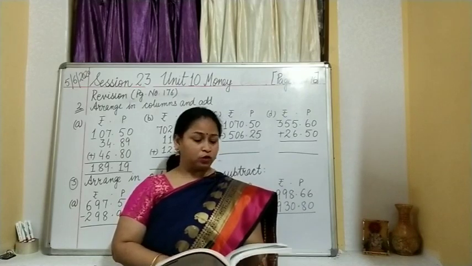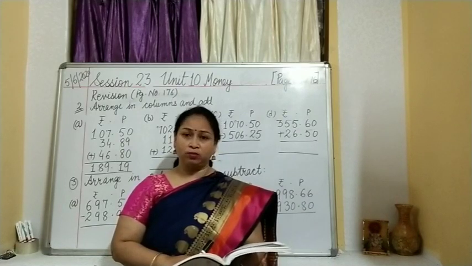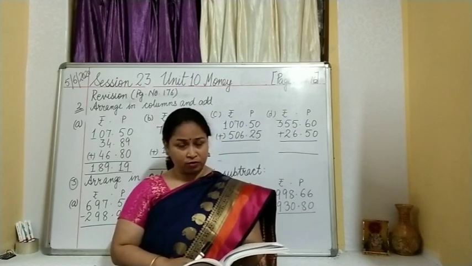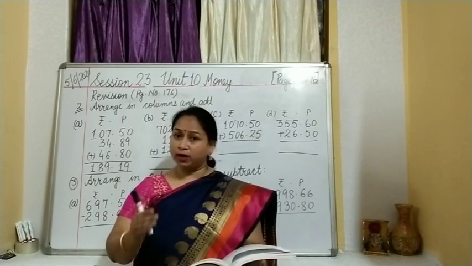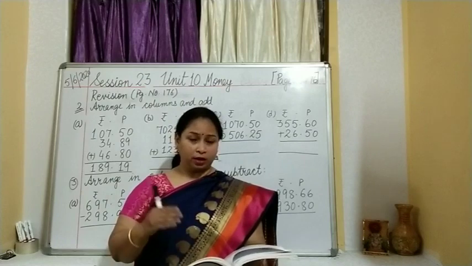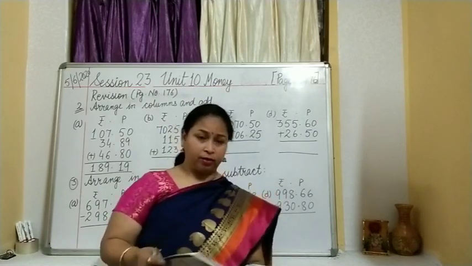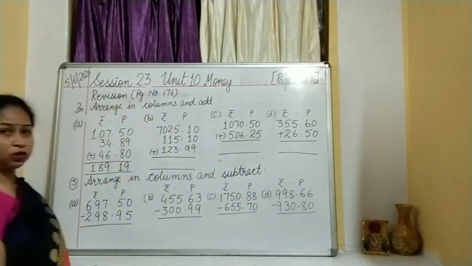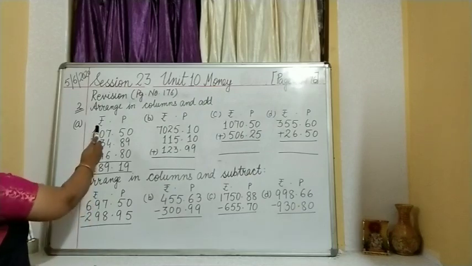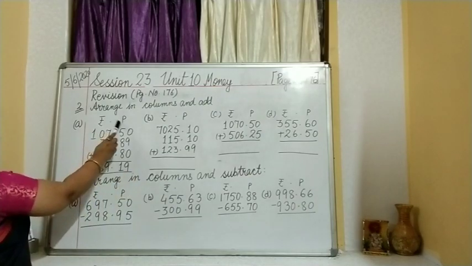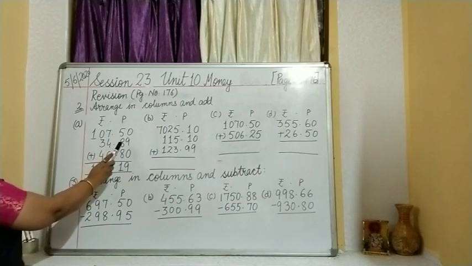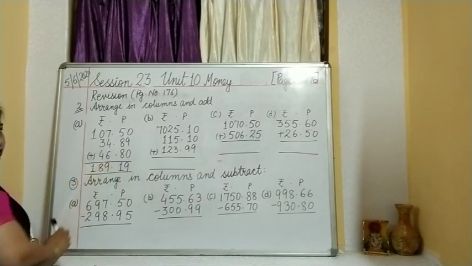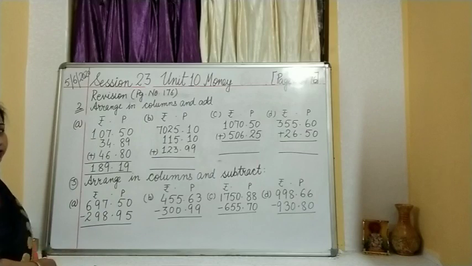Look at question number 2. Arrange in columns and add. The money is given to you, and you have to arrange it properly in columns and then add. I have already arranged it for you. So make two columns, rupees and paise: 107 rupees 50 paise, 34 rupees 89 paise, 46 rupees 80 paise. Addition, all of you know how to do it, isn't it?